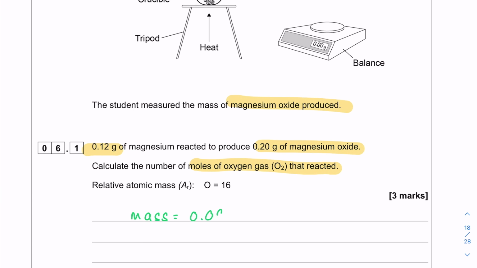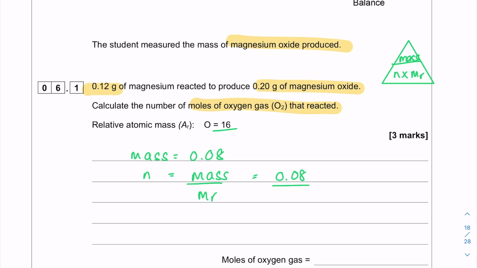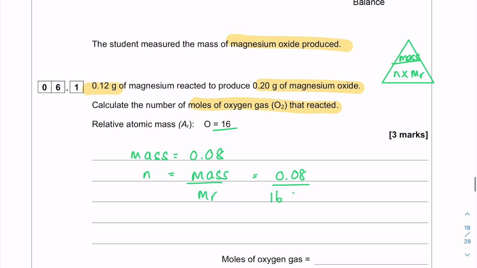0.08 grams. And then to find the number of moles, we use this formula triangle, which states that number of moles is mass divided by Mr. Then we need to find out the Mr of oxygen, so that's O2. Be careful with that 2, so it's 16 times 2. Put that into your calculator to get 0.0025.